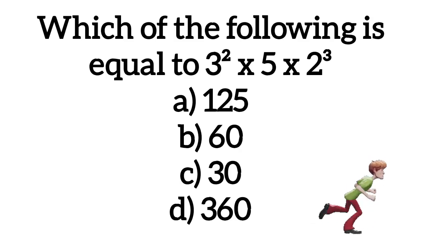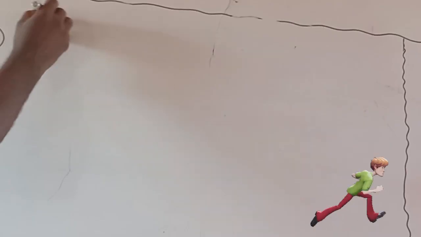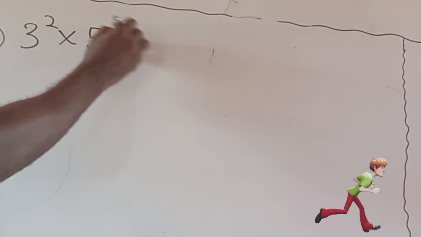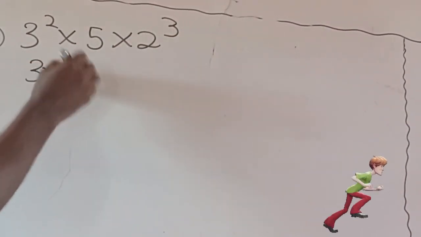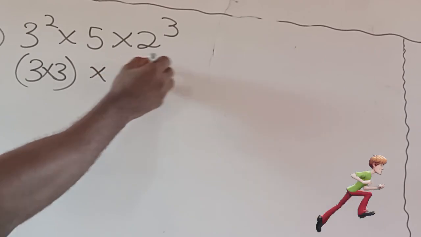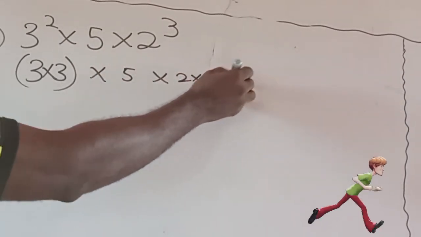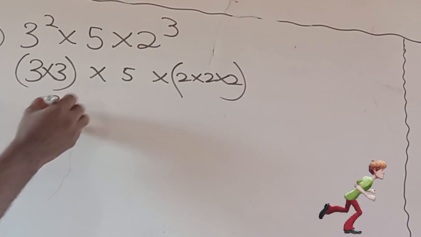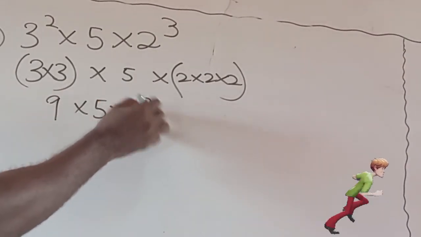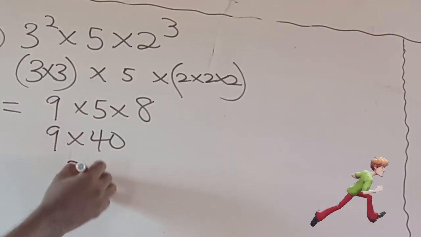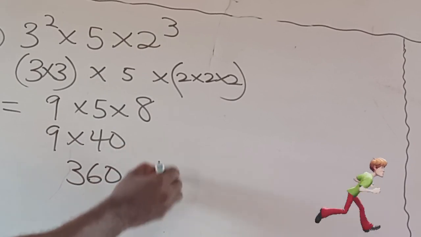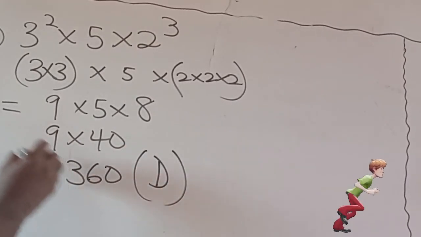Then which of the following is equal to 3 raised to power 2 times 5 times 2 raised to power 3. Let's go. 3 raised to power 2 is not 3 times 2, it is 3 times 3, times 5, times 2 times 2 times 2. Now when you have it like this, it's going to be 9 times 5 times 8. Now we multiply 9 times 40. That is 5 times 8, 40. Then we have 360 when you multiply it by 9.